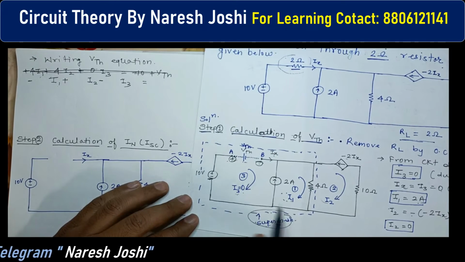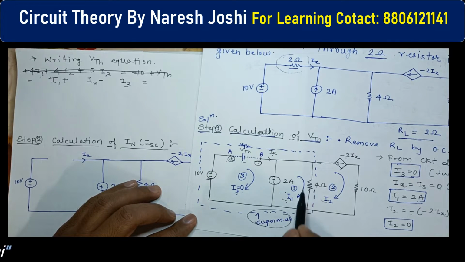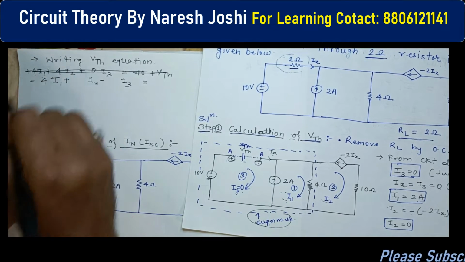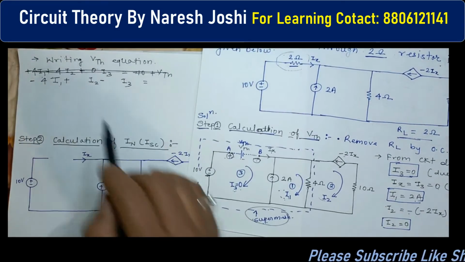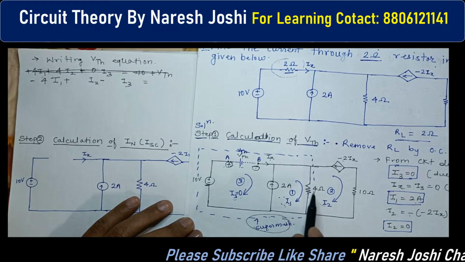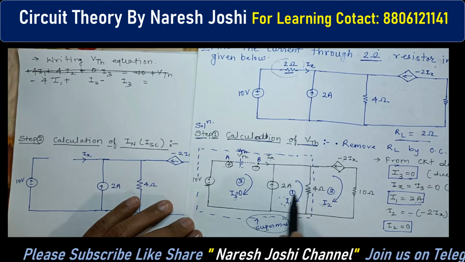So this is your super mesh, and this 4 ohm resistance comes under the super mesh. So I1 is passing through this resistance. So I will write here the magnitude of I1 is 4. And what is the magnitude of I2? Here you can see through which resistance of the super mesh I2 is passing. This is again 4. It is common for mesh 2 and mesh 1.